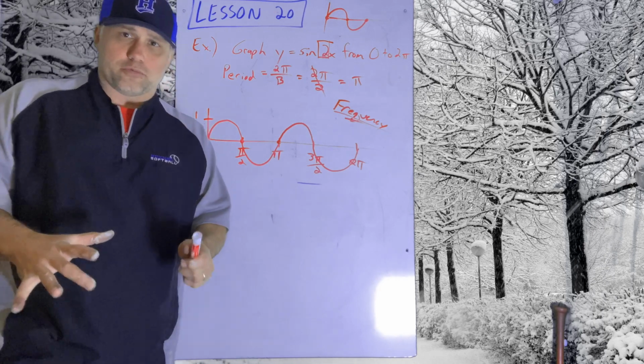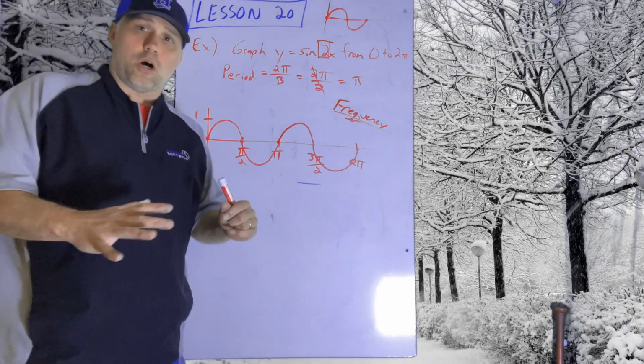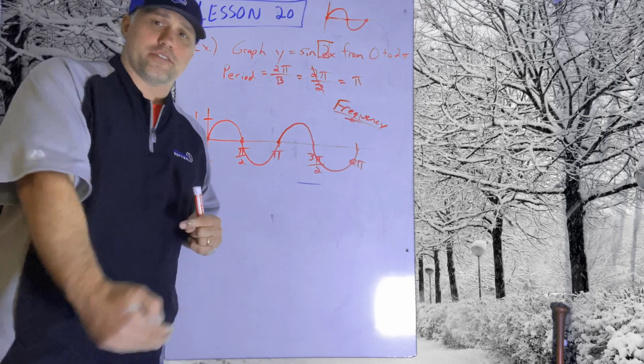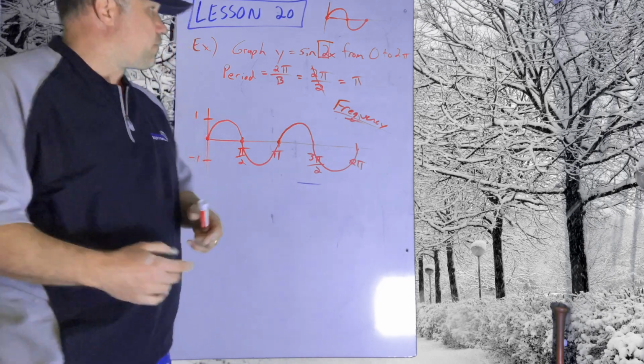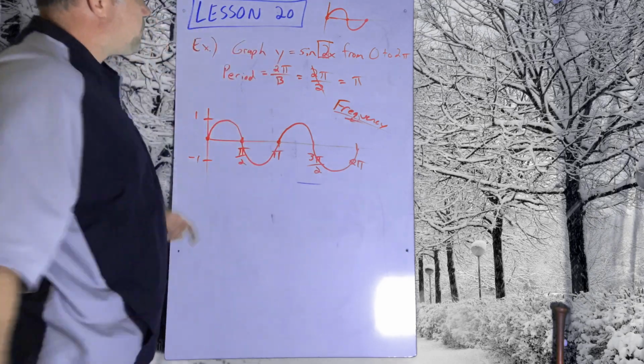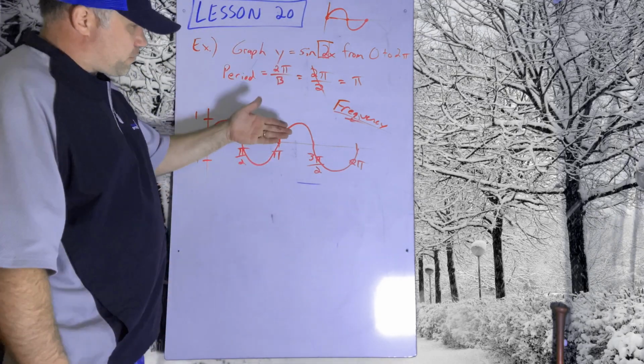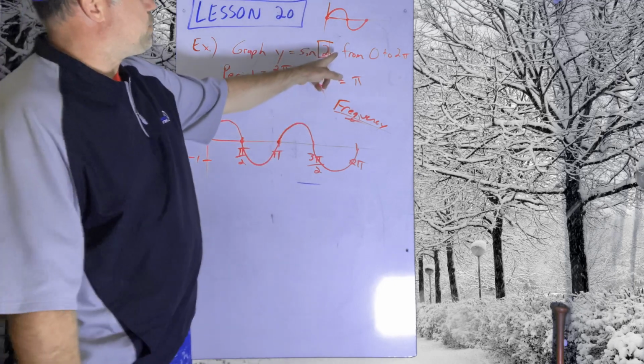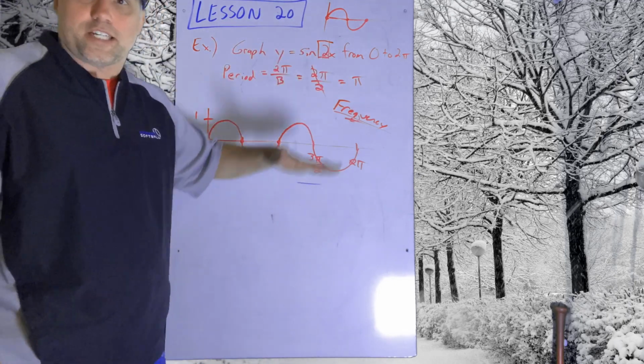Let me just remind you real quick before I forget that we could also tie in all of the other stuff that we did in the previous lessons. I could change the amplitude to something and stretch this graph. I could put a negative out in front and reflect it over the x-axis. I could put a c value in here and shift this thing up and down.